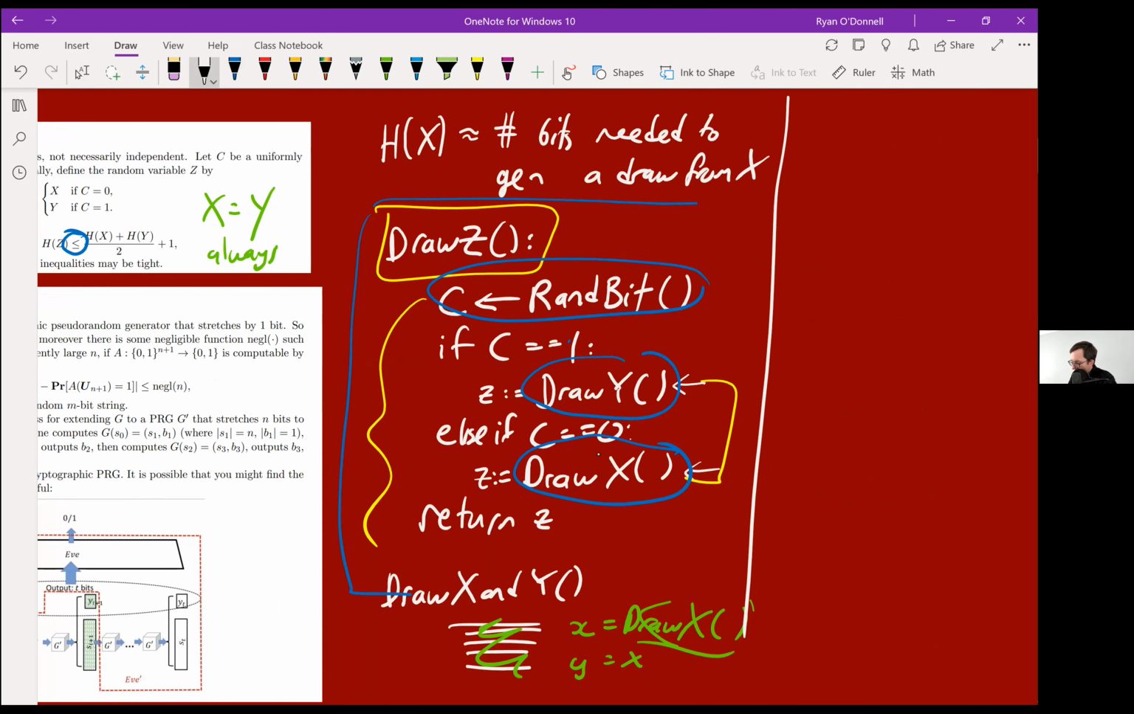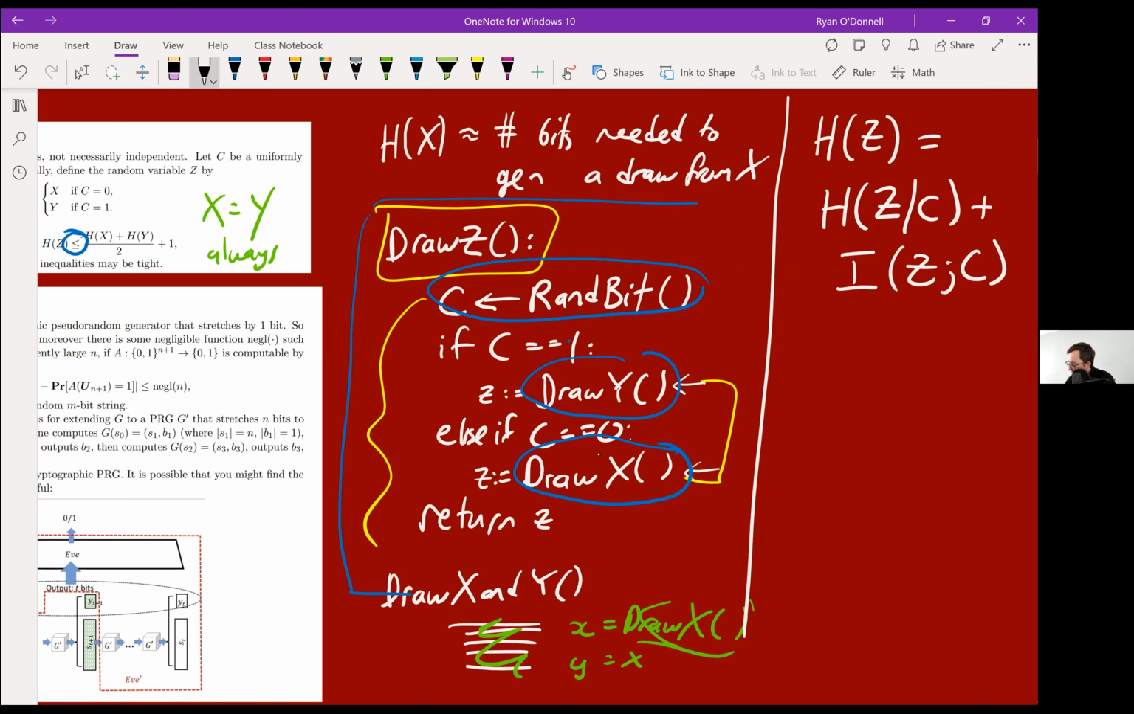We were maybe thinking you could use, forget what it's called, maybe the chain rule, but like H of Z is equal to H of Z given C plus the mutual information of Z and C. Yeah, I was thinking, did we do that in class? I guess we did. You're saying H of Z is what now? H of Z given C, plus mutual information of Z and C. Yeah, let's see if we agree that this makes sense. Yeah, I guess this is how it's defined.